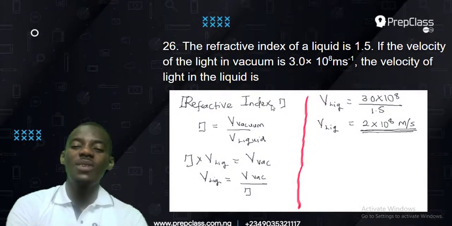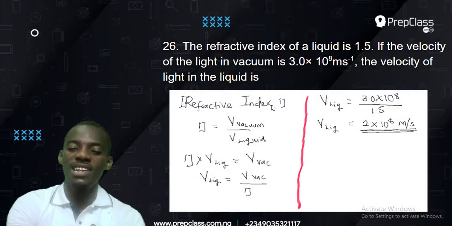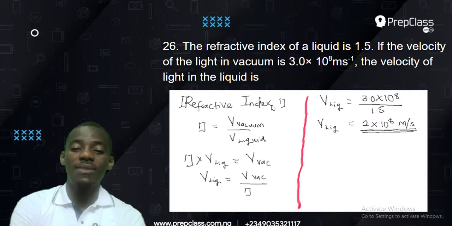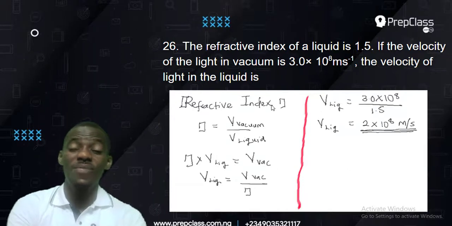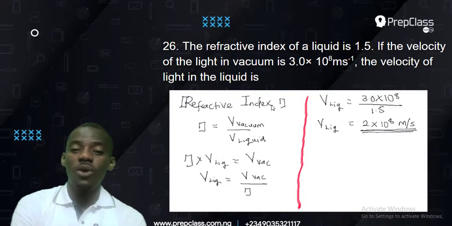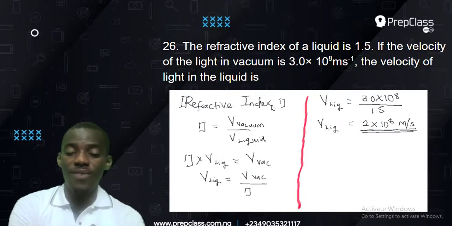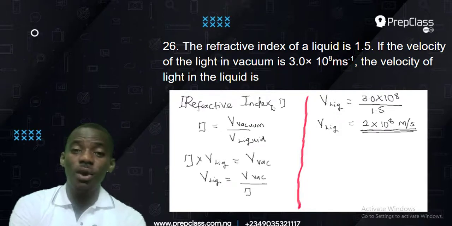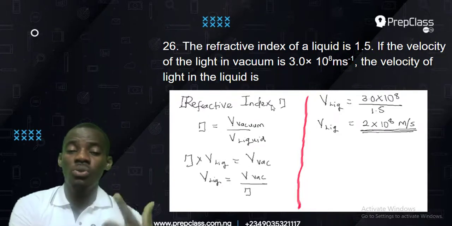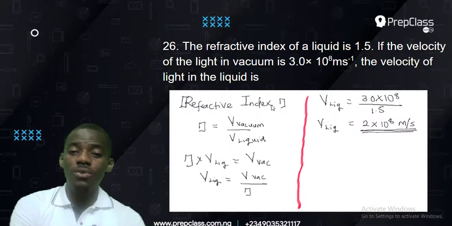Now whenever you have a question on refraction, the formula to use is this. The refractive index is the velocity in vacuum over the velocity in the liquid. Now this can take a different form. You can use sine of incident over sine of refraction, but this question does not have the incident and refraction angles. This question only has velocity or speed.